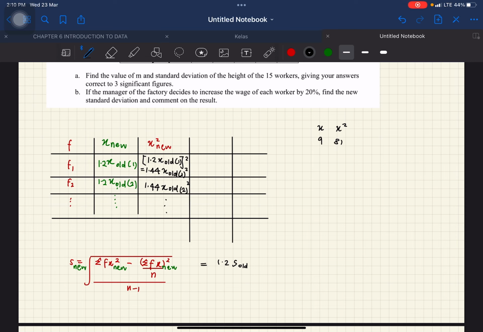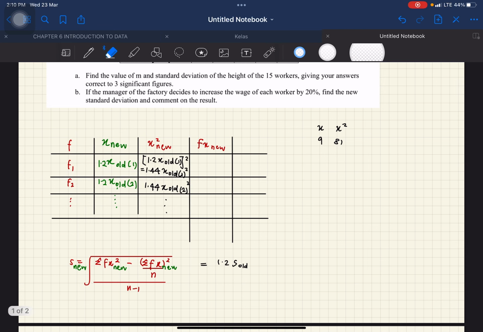Alright, so next one yang kita nak cari, kita nak Fx. So F darabkan dengan X. So we want to have Fx yang baru. This one. Okay, so this is F, this is X new. So awak darabkan yang ini dengan yang ini, dapatlah awak yang dekat sini.